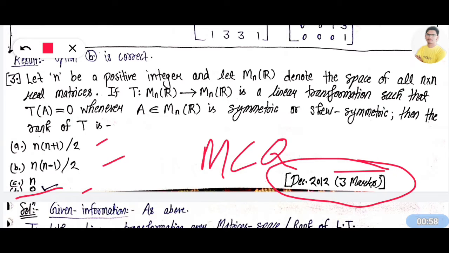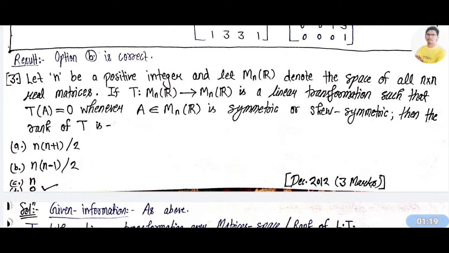Okay, so let's start. I'm reading the question for you, then we will proceed to the solution, and in between we will mark all those standard results which will be useful for future reference. When we deal with such problems in future, these standard properties will be useful there. So I'm reading the problem for you. The problem is: let n be a positive integer and let M_n(R).